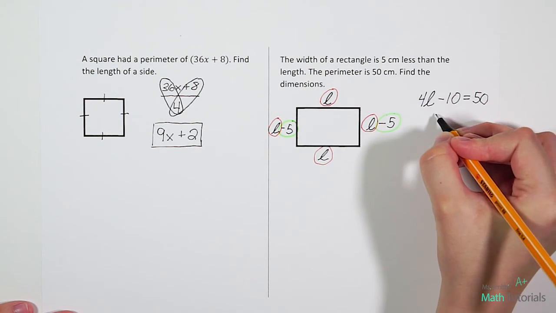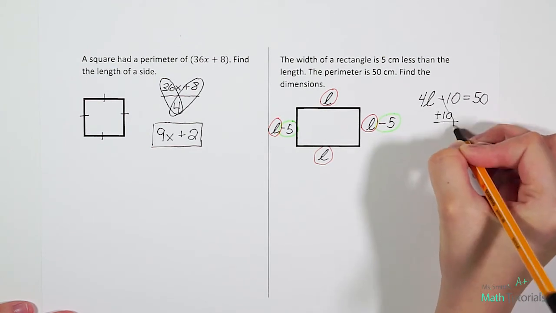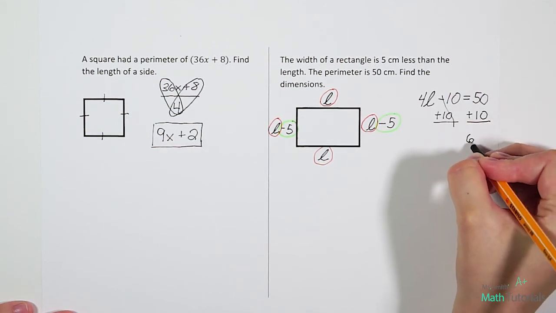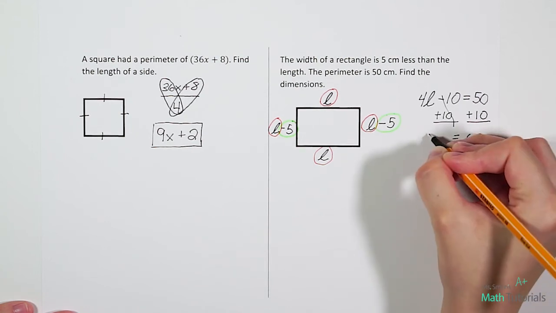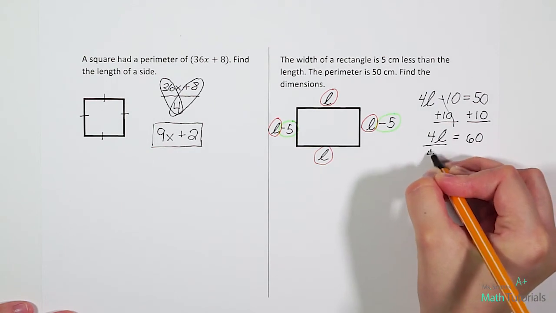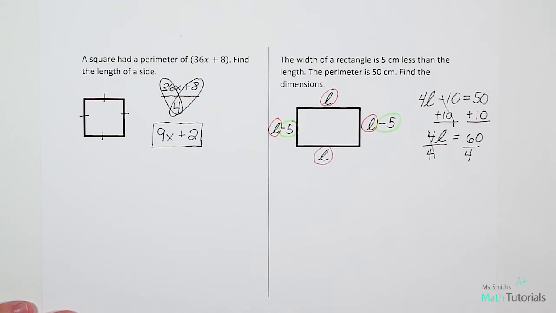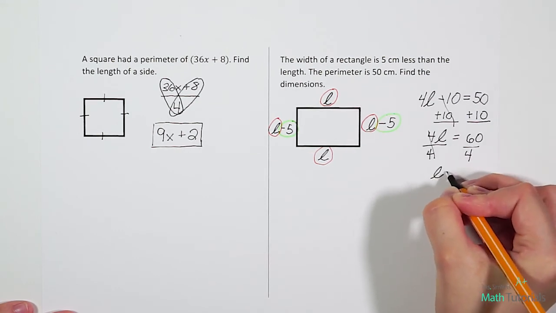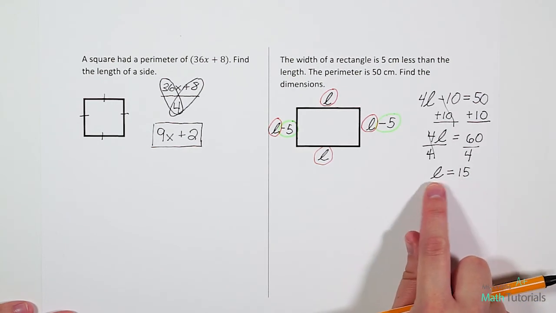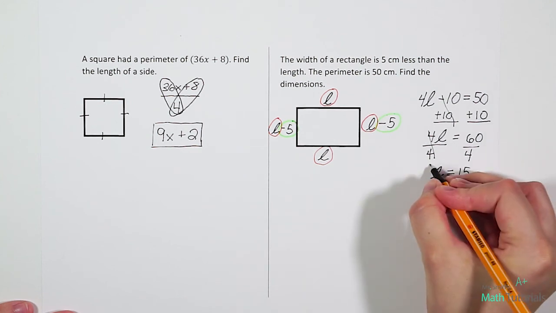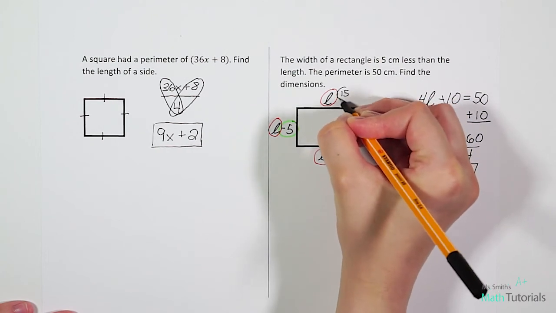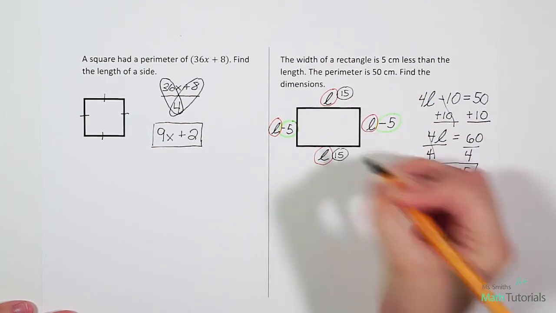To solve this equation, we would first want to add 10 to both sides. 50 plus 10 is 60. Bring down our equals, bring down our 4L. Our next step would be to divide out the 4 on both sides to get L alone. And then L would equal 15. We know the length. The length is 15. That's one of our answers. And I like to go ahead and label it on the picture too. So we're saying the length is 15.